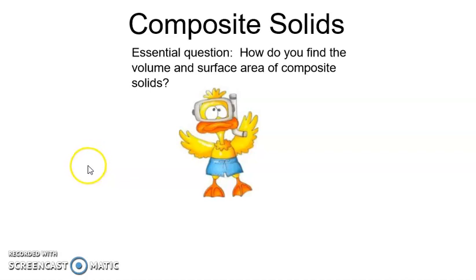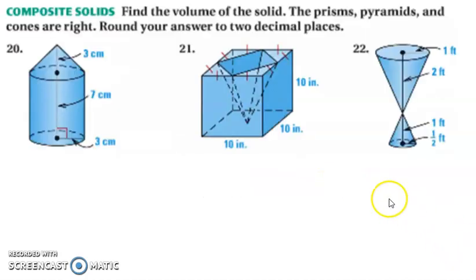This is Honors Geometry. We're going to do volume and surface area of composite solids. So we're going to jump right in. Composite solids means you're either going to add two solids together, or you're going to subtract one from another one. Volume's a little bit easier than surface area, so we're going to start with volume.